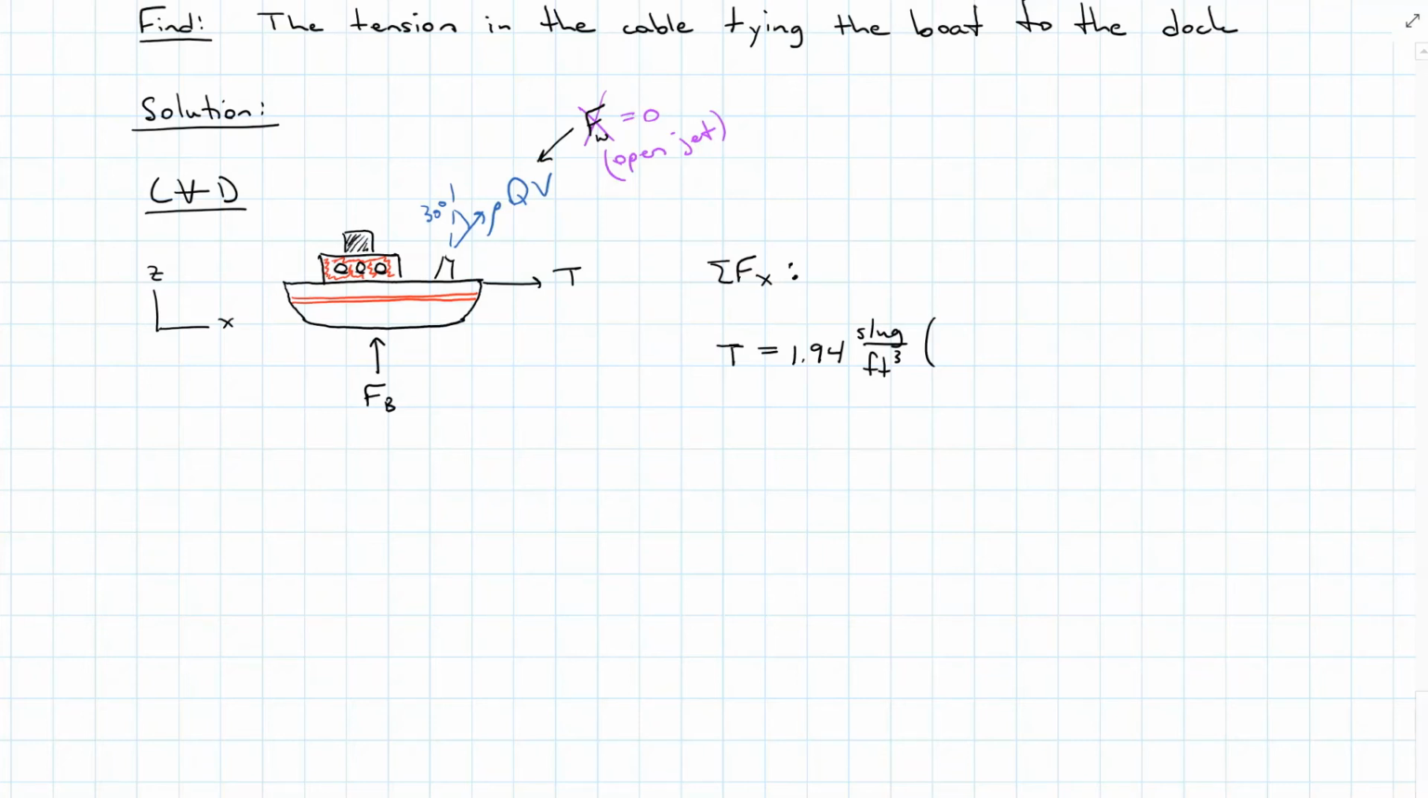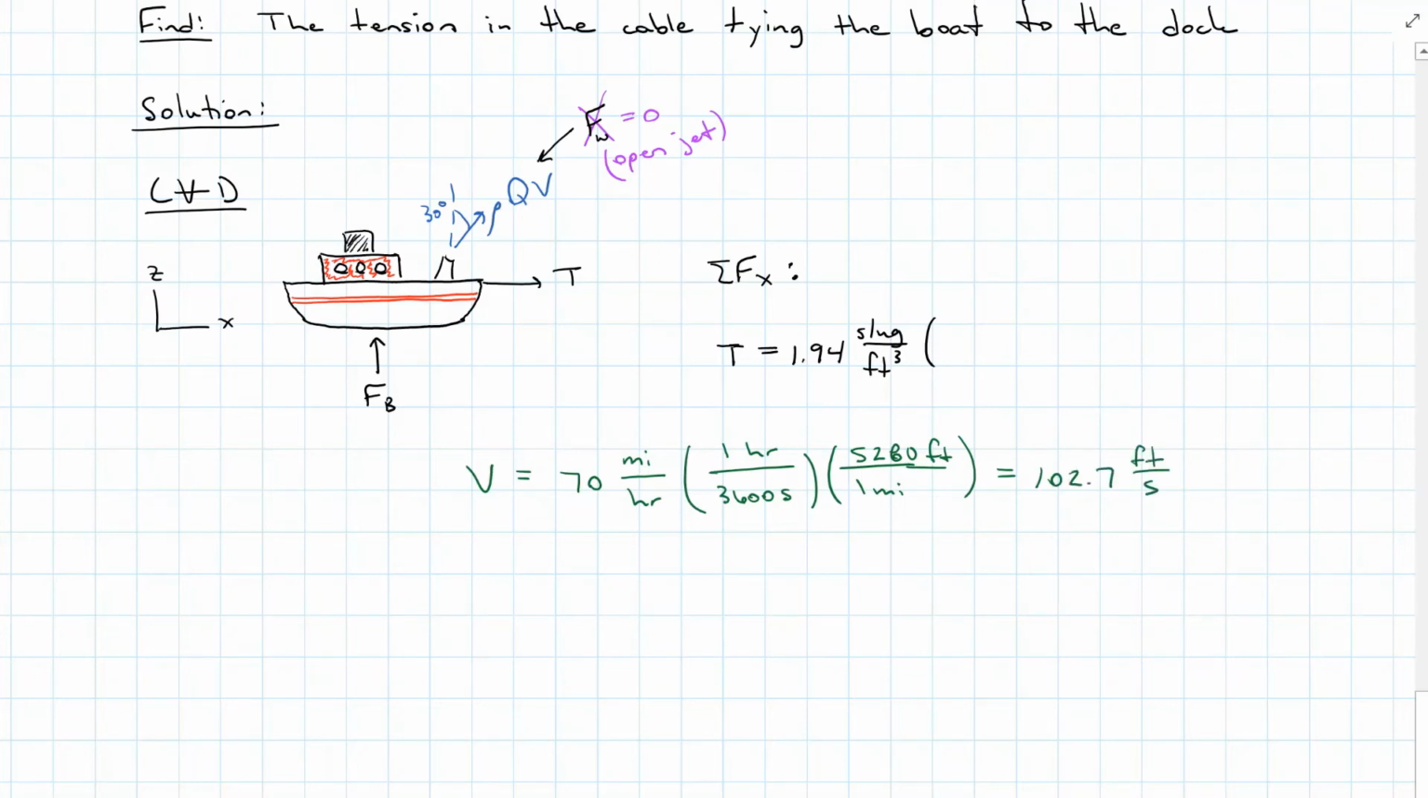Oh, let's do a conversion. That's going to be a big conversion. So I'm going to scoot it down here. 70 miles per hour. And let's see, in 1 hour, we have 3,600 seconds. And in 1 mile, we have 5,280 feet. This is our velocity calculation. So in units that we want to use, I have 102.7 feet per second for my velocity.